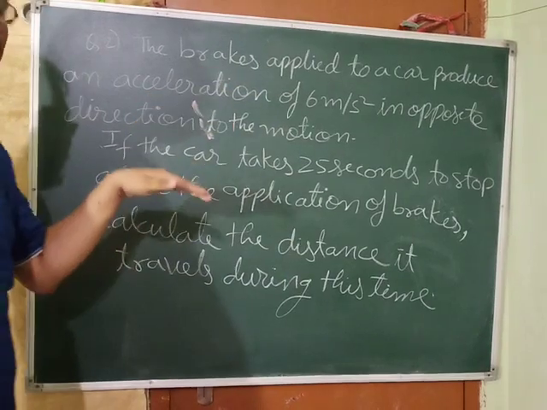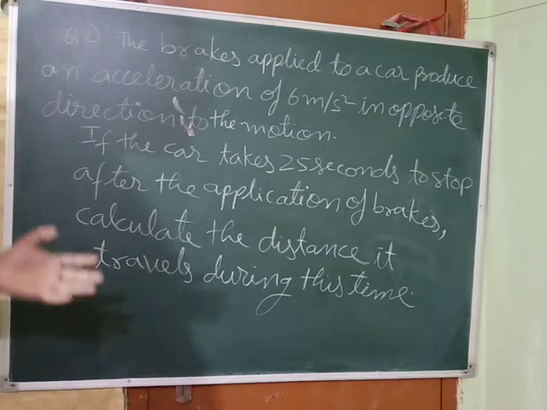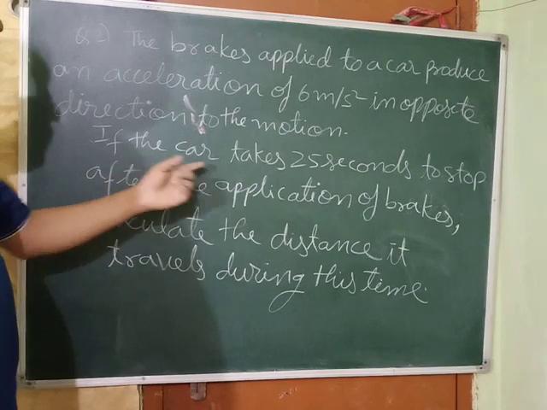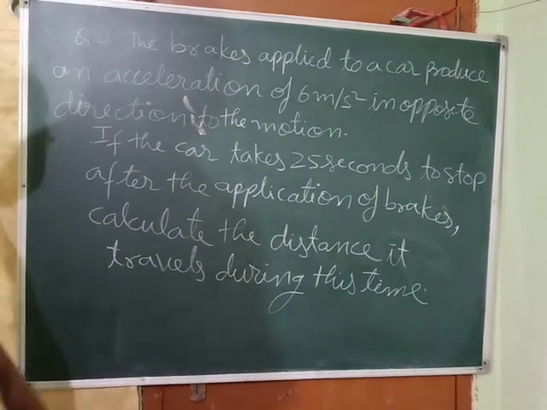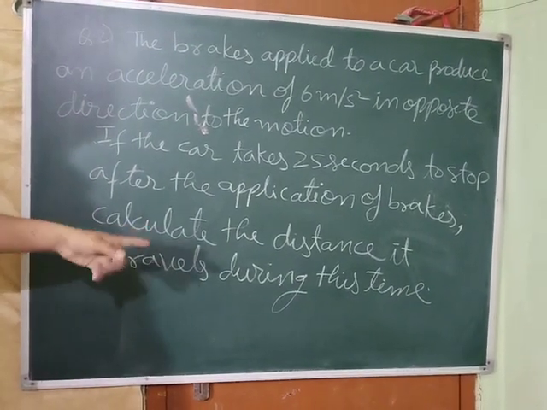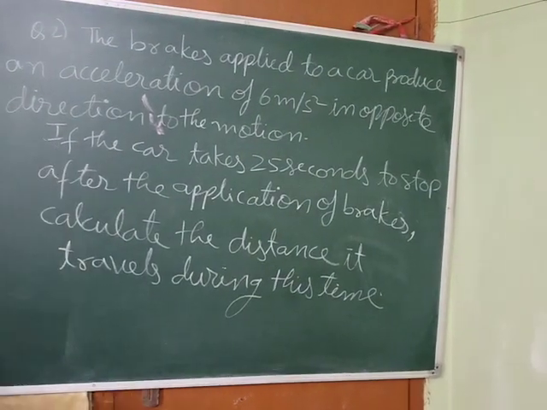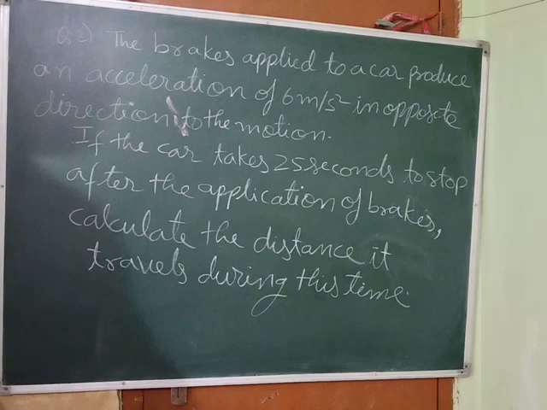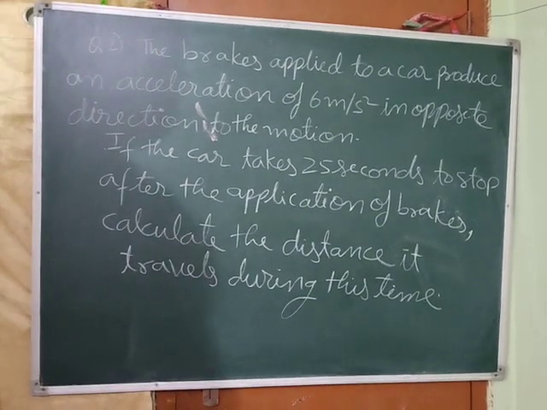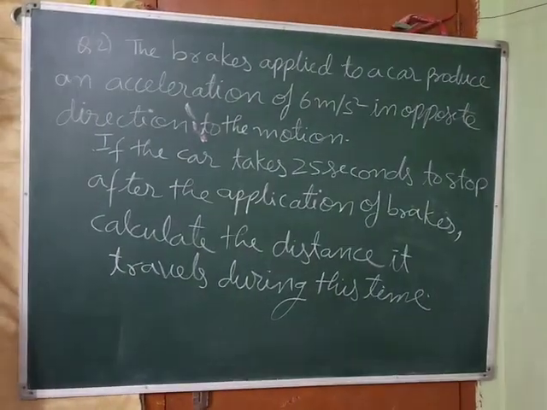So don't worry, the acceleration is negative. That's why the velocity will decrease, otherwise velocity cannot decrease. And when we are applying the brake, obviously we know that velocity will decrease, so acceleration will be negative. Next part: if the car takes 25 seconds to stop after the application of brakes, we have to calculate the distance it travels during this time. What things are given? Final velocity v is 0. Initial velocity we don't know. Time is given, acceleration is given. We have to find out the distance.